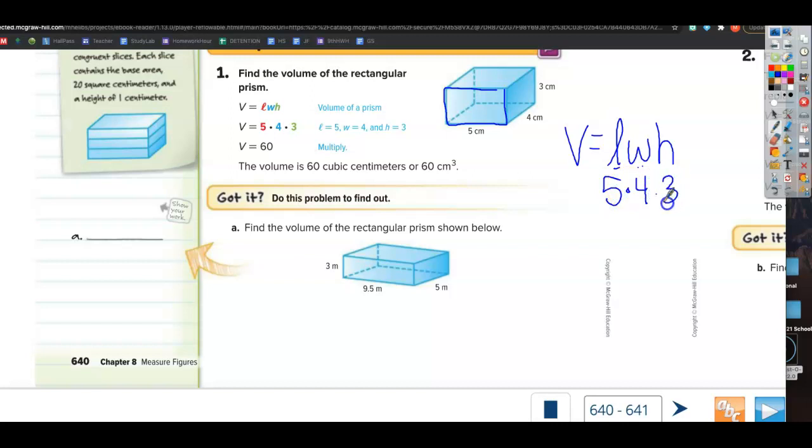5, 4. Good. 5 times 4 times 3. So 5 times 4 is 20 times 3 is 60. And I'm talking about volume. So what do I label it? Cubed. It is to the third power, because that means how many cubic things you could fit in there. Questions on example 1?